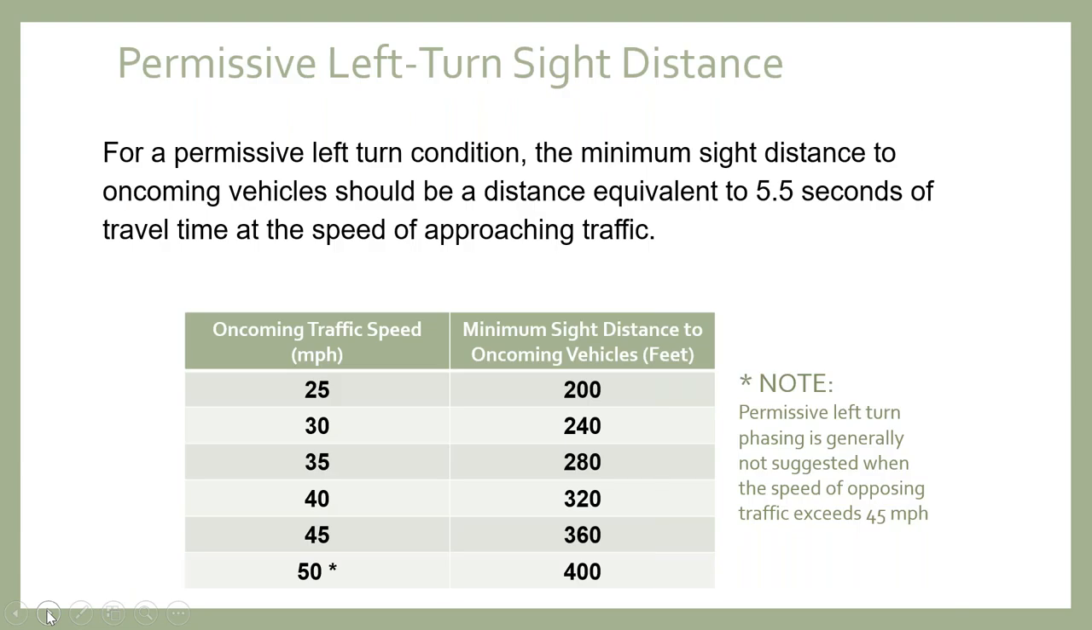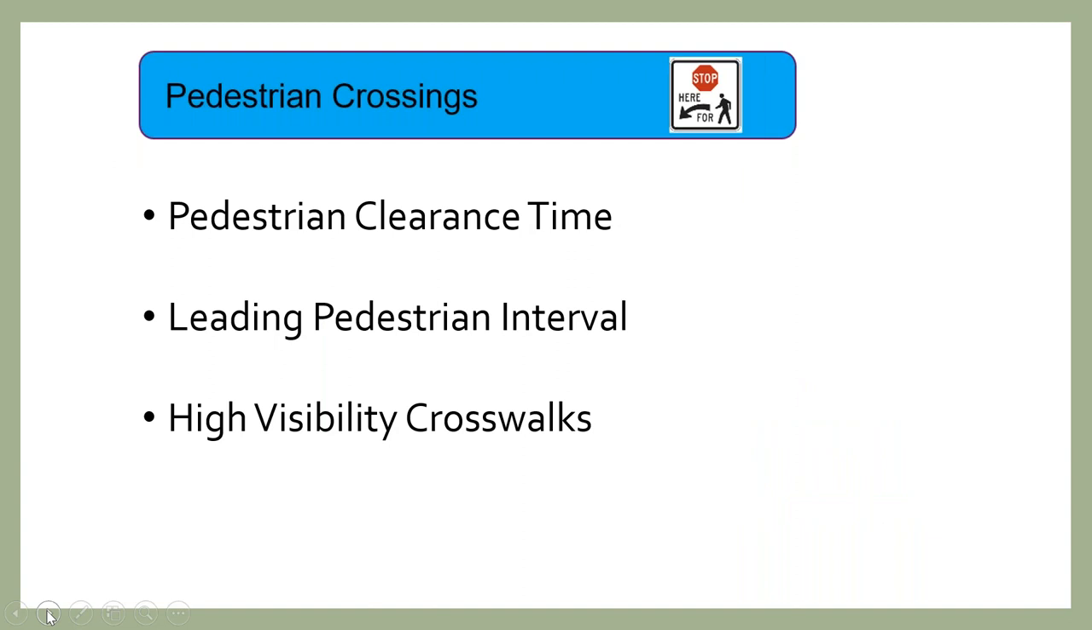The sight distance is something that is obviously going to be very intersection specific. It is dependent upon the speed of oncoming traffic. So the handbook does give some guidance on what that minimum sight distance to oncoming vehicles should be. Whether it's a negative offset or positive offset will influence what the actual sight distance is, but speed of approaching vehicles is certainly part of it. And note that permissive left turn phasing is generally not suggested when the speed of opposing traffic exceeds 45 miles an hour. And then three recommendations related to pedestrian crossings.